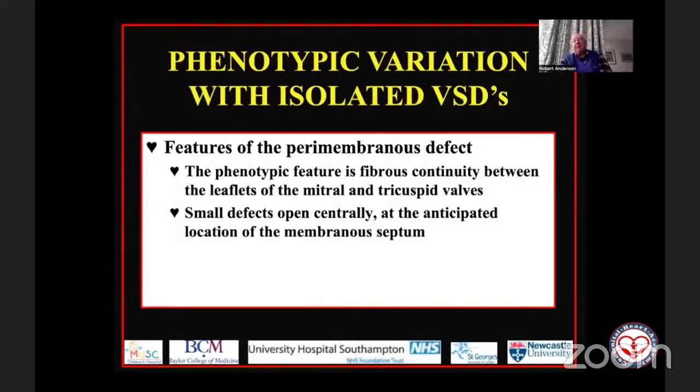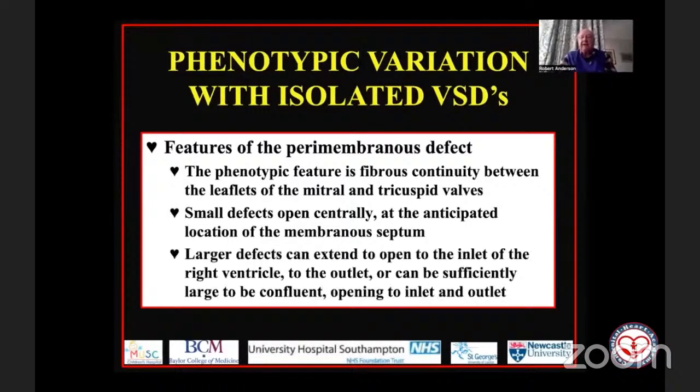And what you're going to see very shortly is that such defects with this phenotypic feature can open centrally when they are small, and that is exactly where we expect to find the membranous septum. But if they are larger, they can extend so as to open to the inlet of the right ventricle, to the outlet of the right ventricle, or, if extensive, they can be confluent, opening to both the inlet and the outlet.